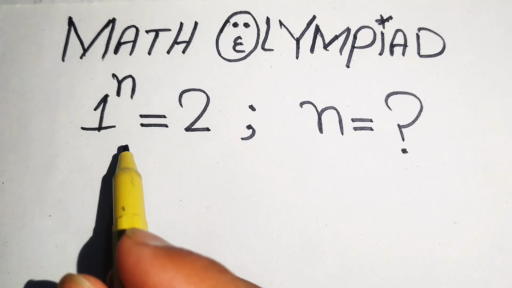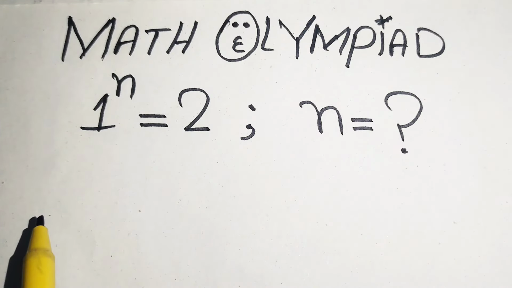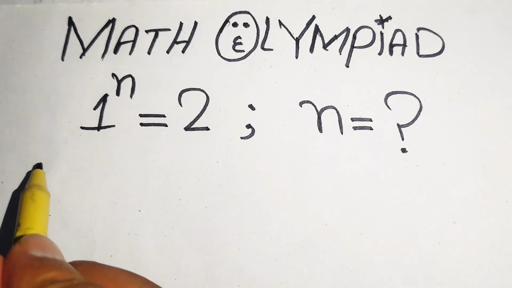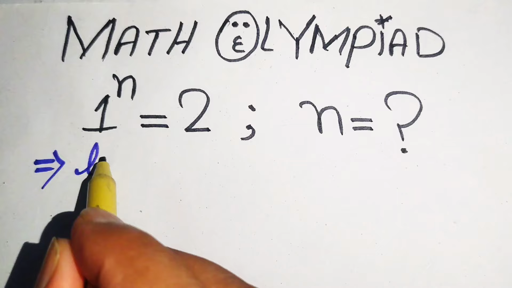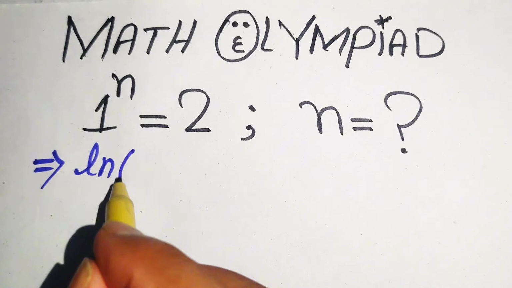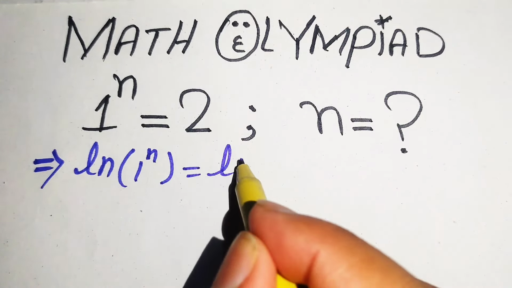So the very first step is that we first solve this by the direct method, or we check whether this equation has real roots or not. So first we take the natural log on both sides of this equation, and we write it as log of 1 to the power of n equals log of 2.